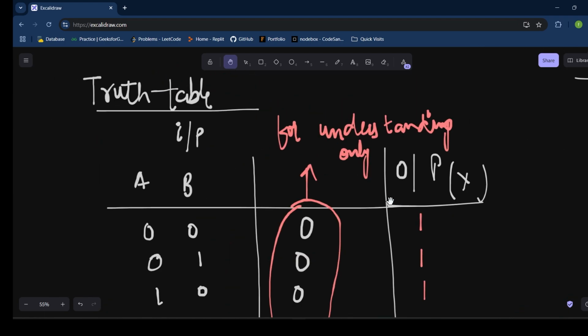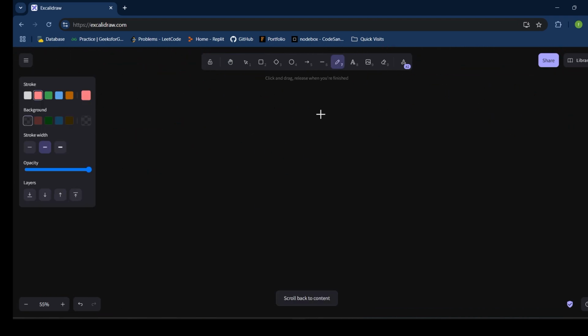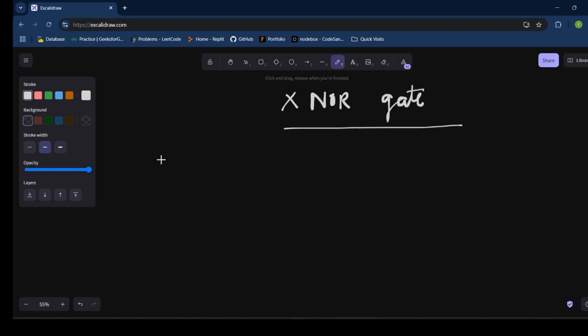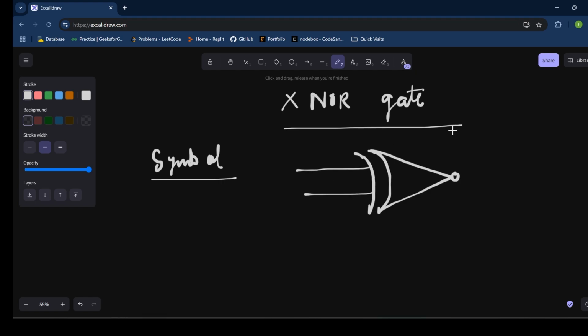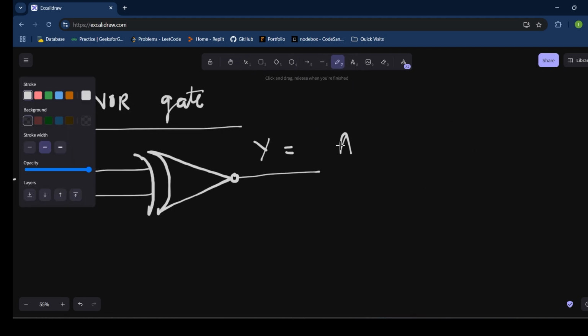Now we have our last gate, that is XNOR. So the symbol for this would be simply the symbol of NOR gate and again a dash, maybe a line like this, with two inputs as A and B, and the output this time simply it is represented as A XNOR B, something like this, and it is also equal to A into B plus A bar into B bar.